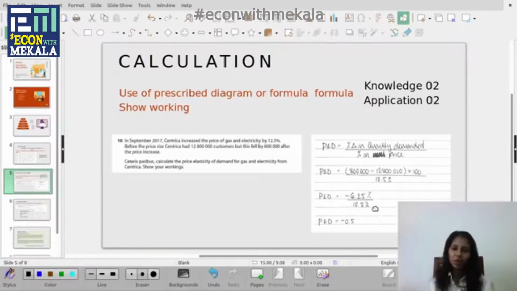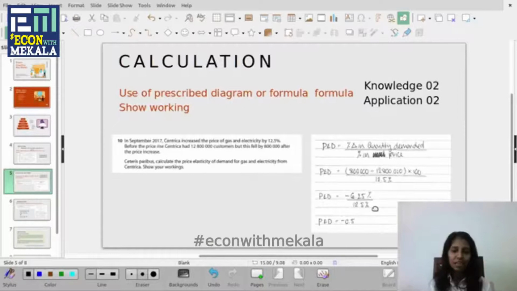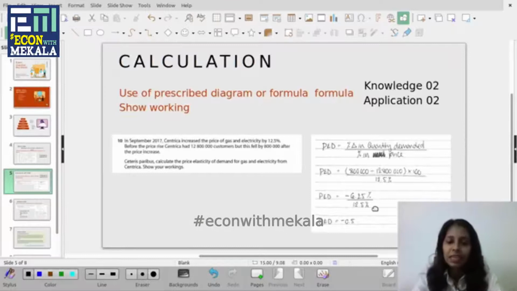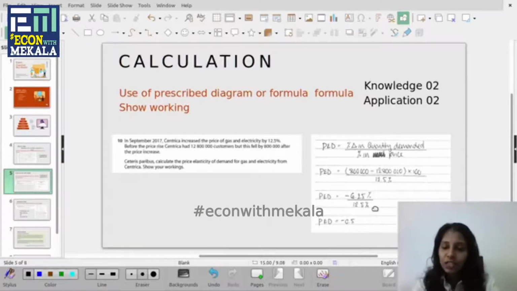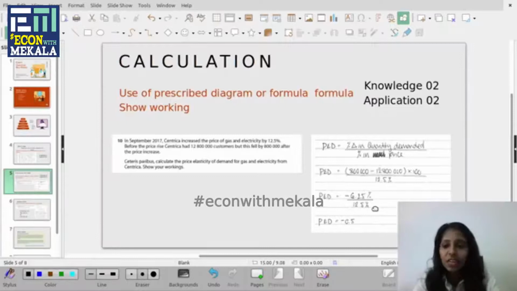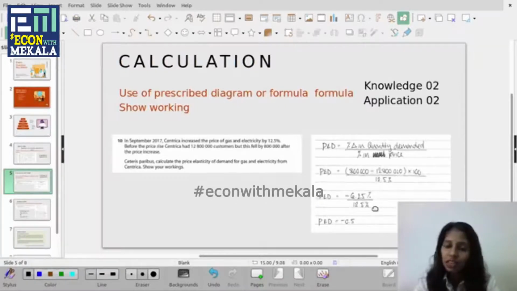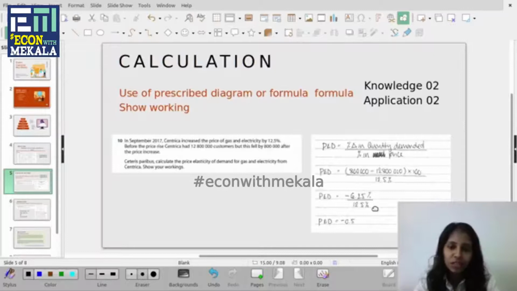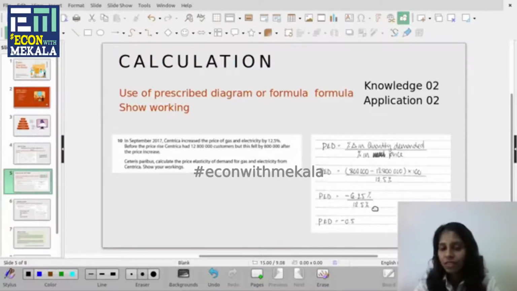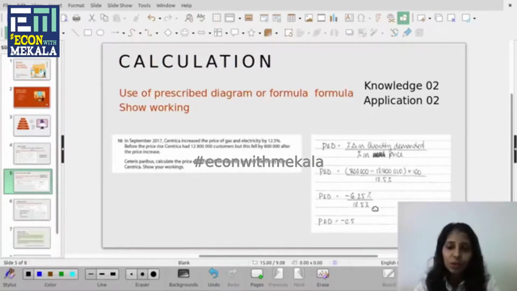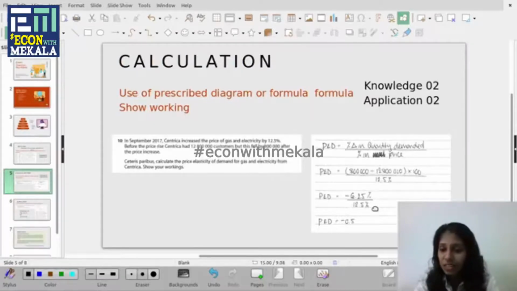Ceteris paribus, when all factors remain constant. So that means we are going to consider only the following things. What are those? Calculate the price elasticity of demand for gas and electricity from Centrica. Show your workings. So here we are going to use the price elasticity of demand equation. These equations are taught to students in class. So these are pre-prescribed definitions and formulas. So if you know the PED formula, you should start your answer with the formula.